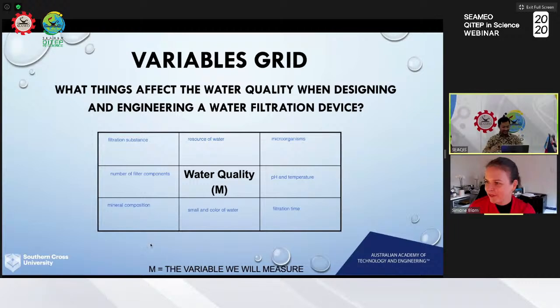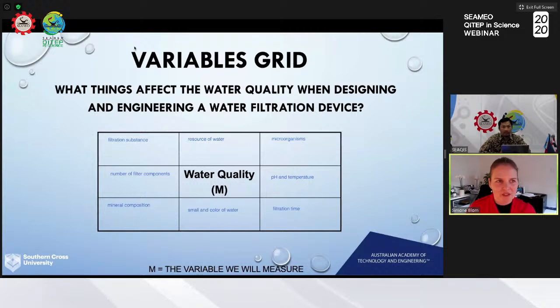So we've filled up our grid there now. So you can see that that can happen quite quickly, and it's a great way for students to engage in this process. What we need to then do is decide, okay, well, what is the variable we want to change if we want to make this a true fair test investigation? So what I might choose to change is the filtration substance. So I'll get my pen out there and I'll say I'm going to change this one.